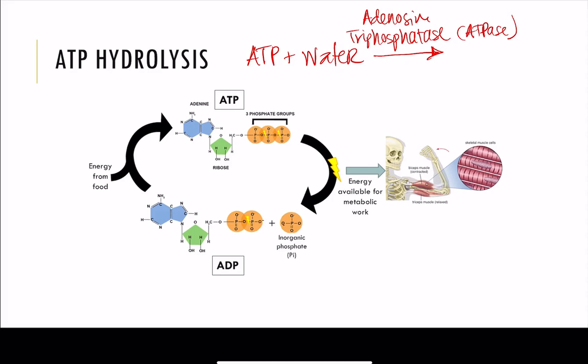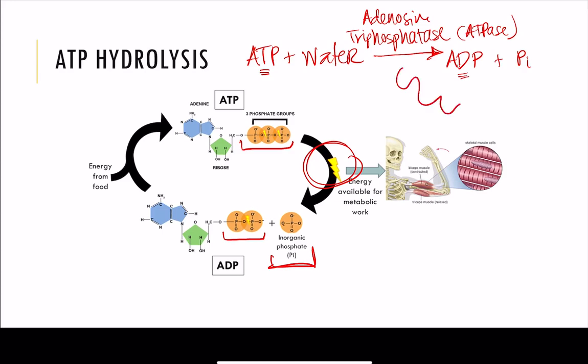Okay, so when adenosine triphosphatase, or ATPase, is available, it can add water to an ATP and break off one of the phosphates. It liberates one of the phosphates, which frees that energy to be made available to metabolic work. So the ATP, which is adenosine triphosphate with three phosphates, becomes ADP, or two phosphates, plus that freed inorganic phosphate floating around. The process of this hydrolysis reaction liberates energy. Specifically, you get 7.3 kilocalories per mole of ATP when you go from ATP to ADP.